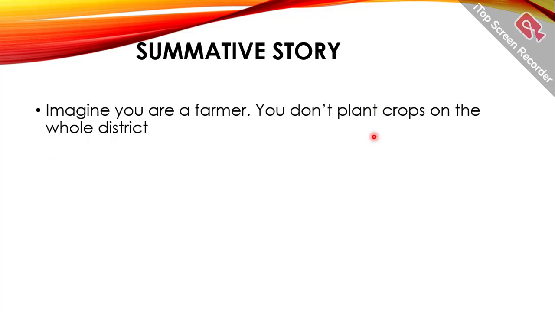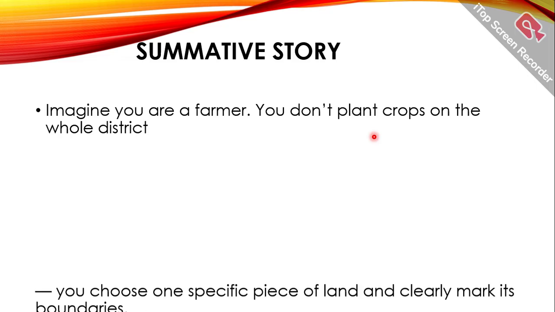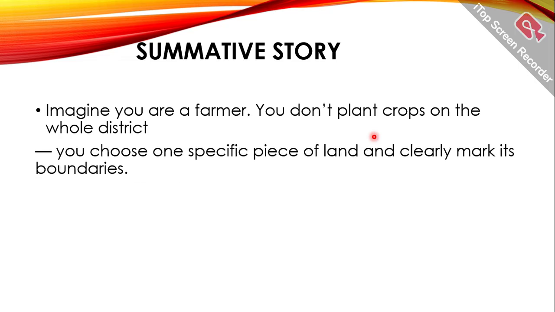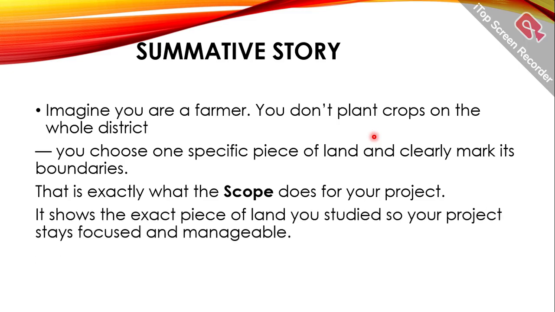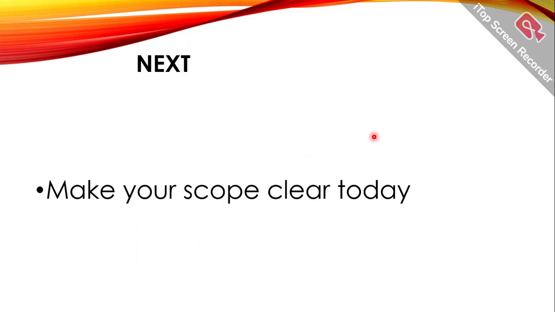Summative story. Imagine you're a farmer and you don't plant crops on the whole village. You don't want to plant them on the whole district. So you choose a specific piece of land and clearly mark its boundaries. That is exactly what the scope does. Planting in the whole district is really large even to manage. So you choose just some land. So it shows the exact piece of land you studied so that your project stays focused and manageable.